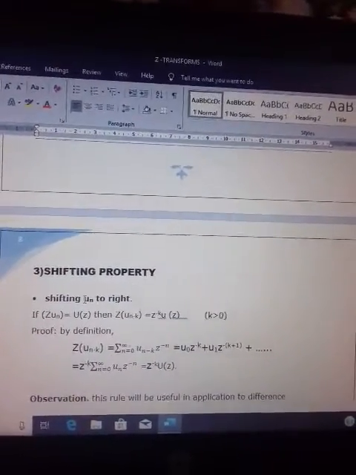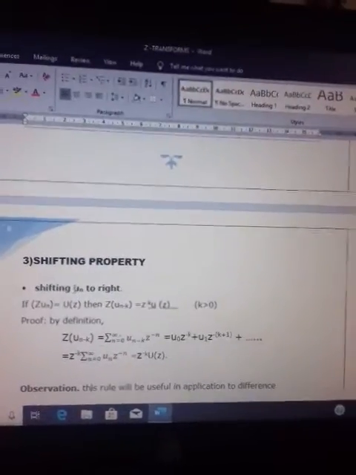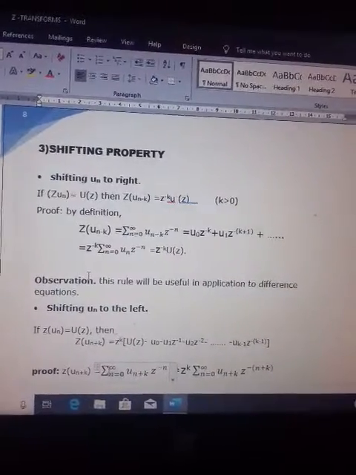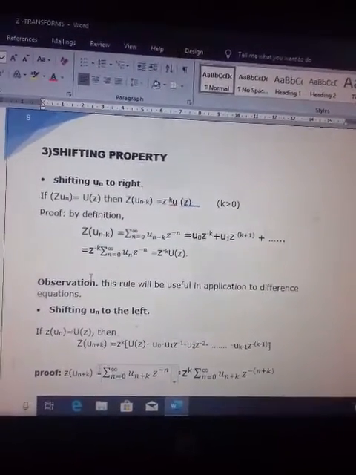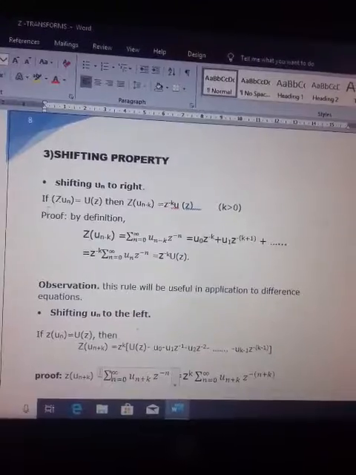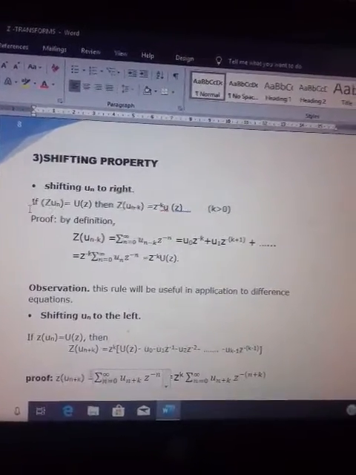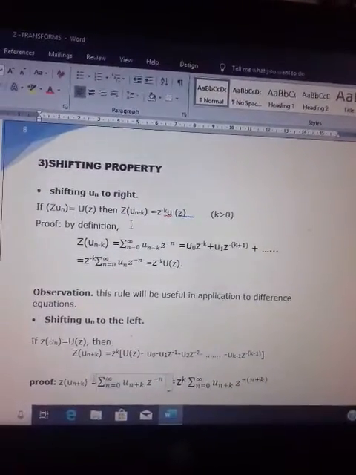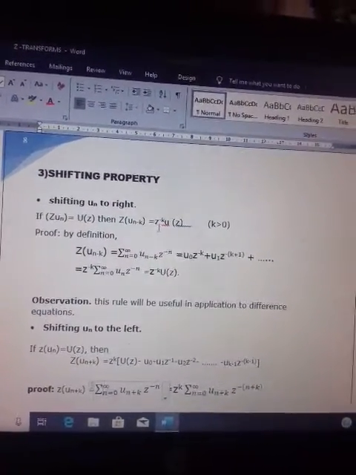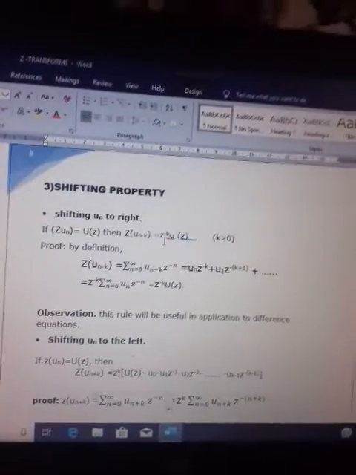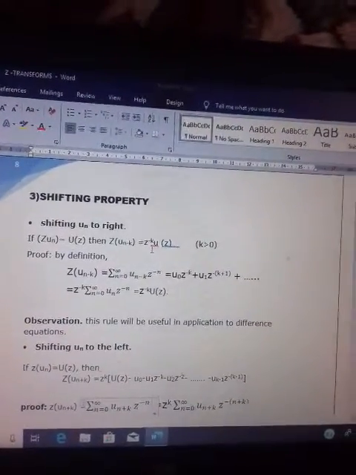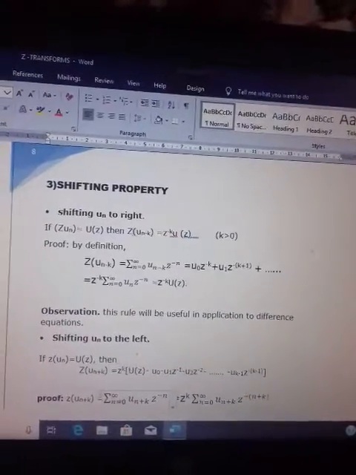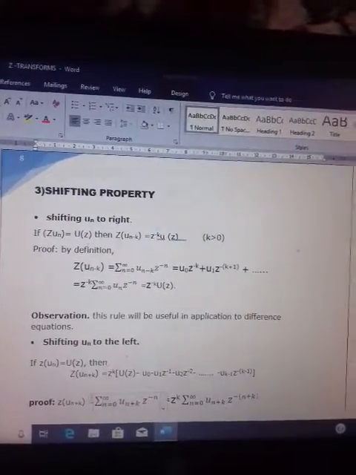Another one is the shifting property, right shift property and left shift property, with proof. The right shift property: if Z{u(n)} equals U(z), then Z{u(n+k)} equals z to the power of minus k U(z), which is right shift.